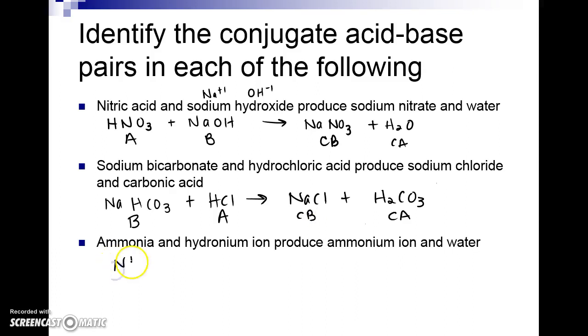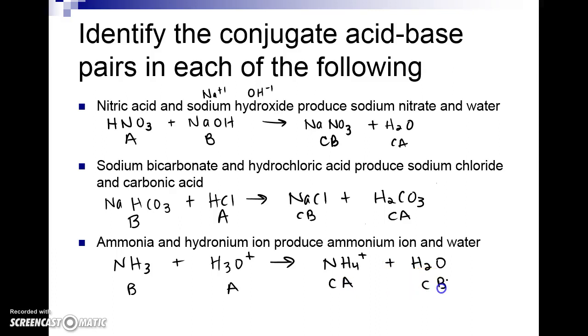Ammonia is NH3 plus the hydronium ion, H3O plus, is going to produce the ammonium ion, NH4 plus, and water, H2O. This has my extra hydrogen here. This is going to act as my conjugate acid. My acid. This is going to be my base. Ammonia is always going to be your base. This acquired the hydrogens. This is my conjugate acid. Water here is going to be my conjugate base.